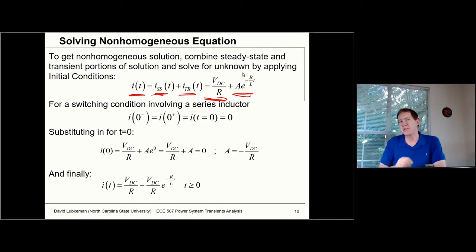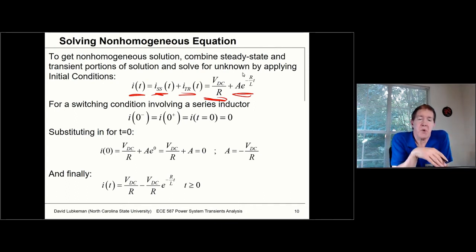The next thing we need to do is solve for the unknown, which in this case is A. How are we going to get that? Well, we have to apply initial conditions associated with the switching action. Suppose in this particular circuit we've got the series inductor. Right before the switching occurs, the current going through the inductor is 0. Right after the switching action occurs, the inductor is going to resist any changes, so that means these two currents have to be the same.